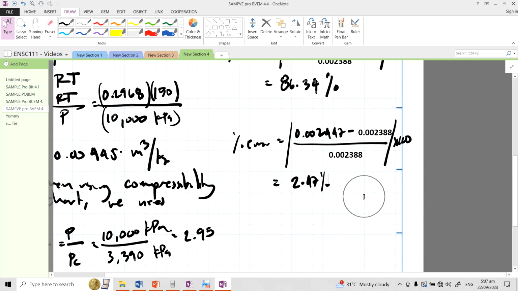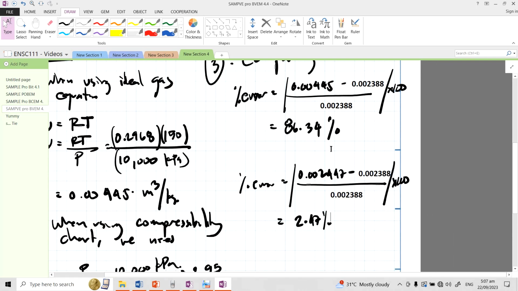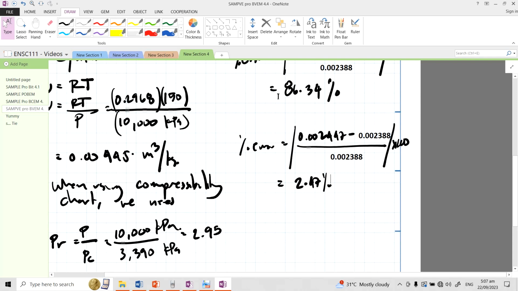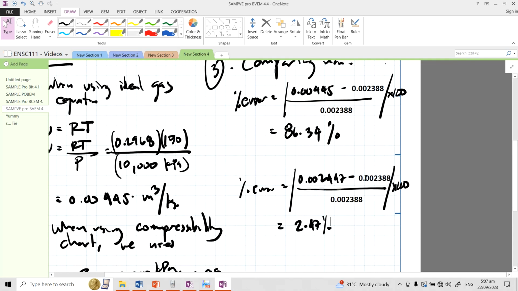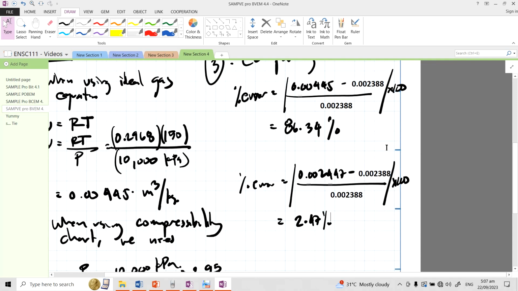So anyway, we can see here the difference. If we don't include the compressibility factor, then we have this much error. But if we use the compressibility factor, there's a significant reduction, so 2.47% only.